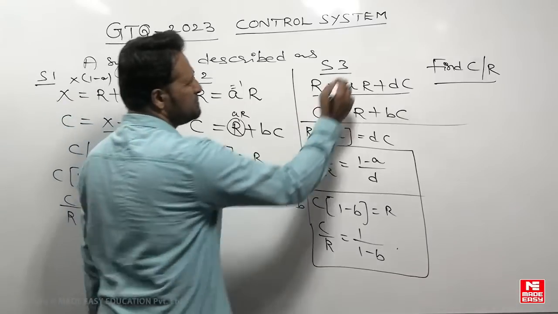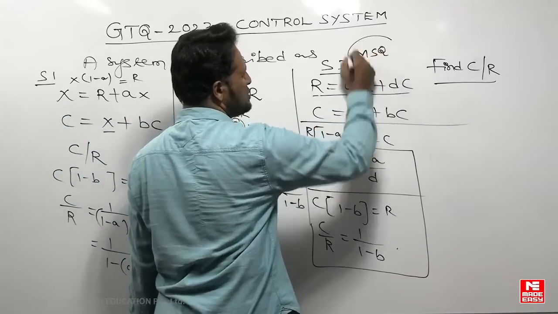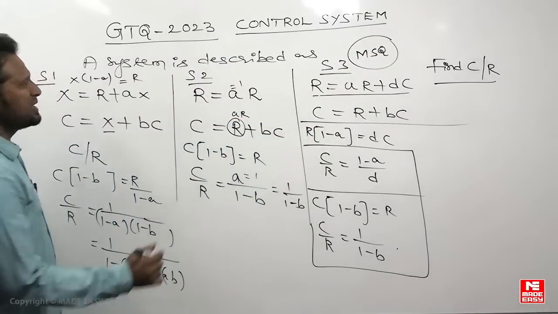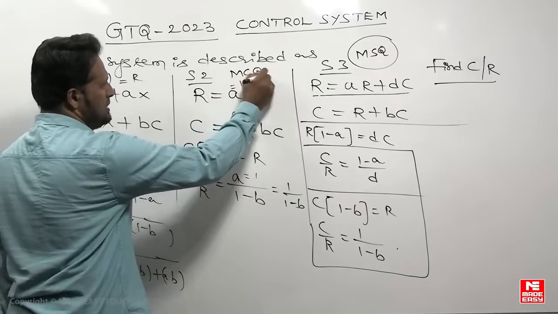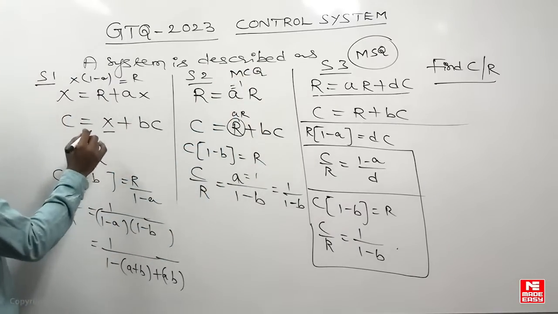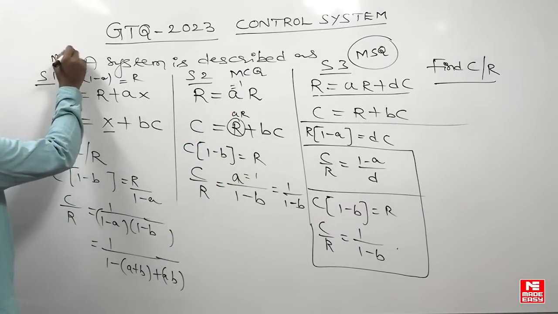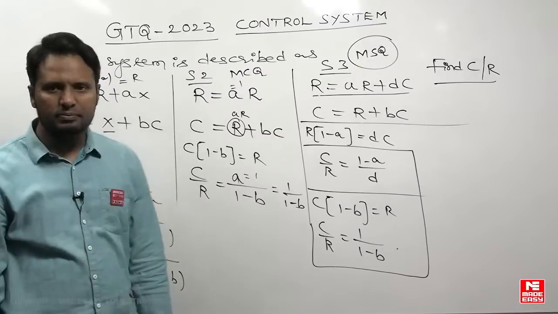This becomes MSQ, because one question has two answers. This becomes MCQ. This question has only one answer. This becomes MCQ. This also has only one answer.